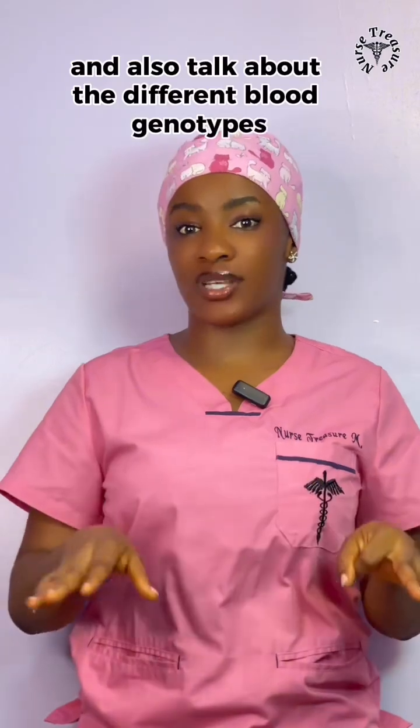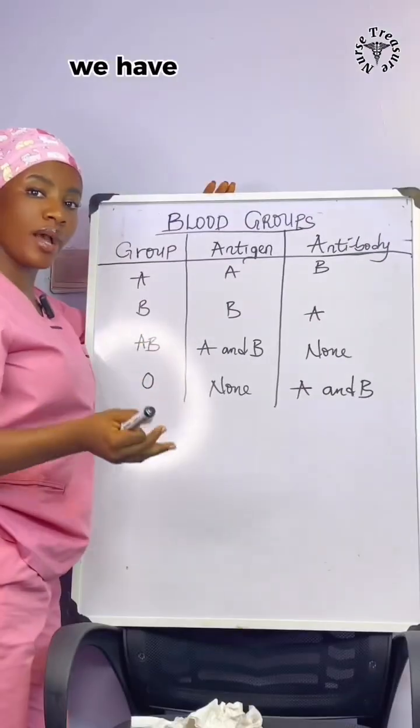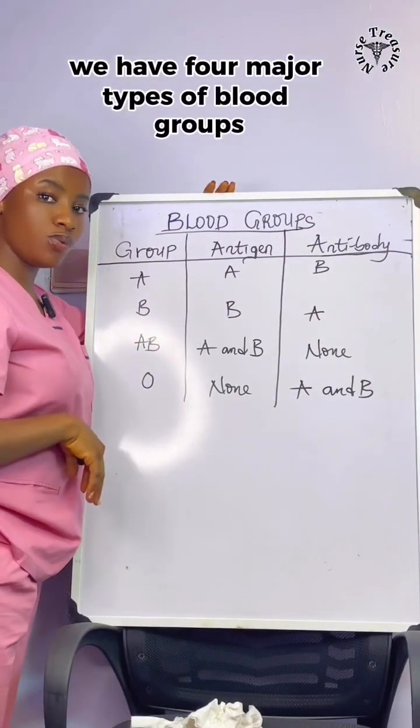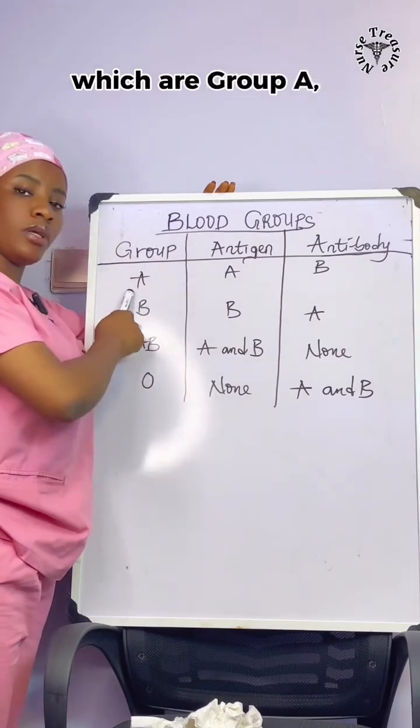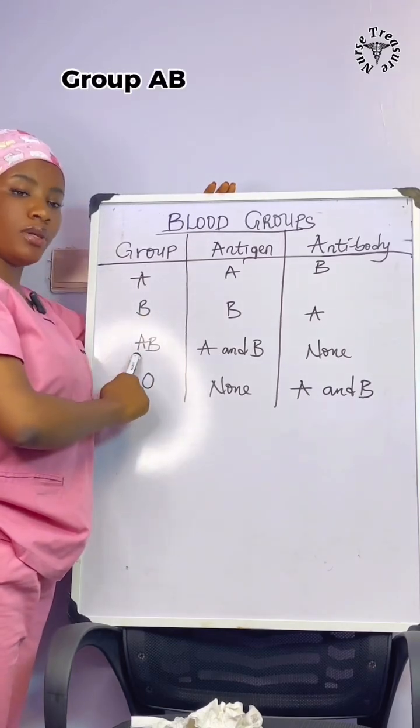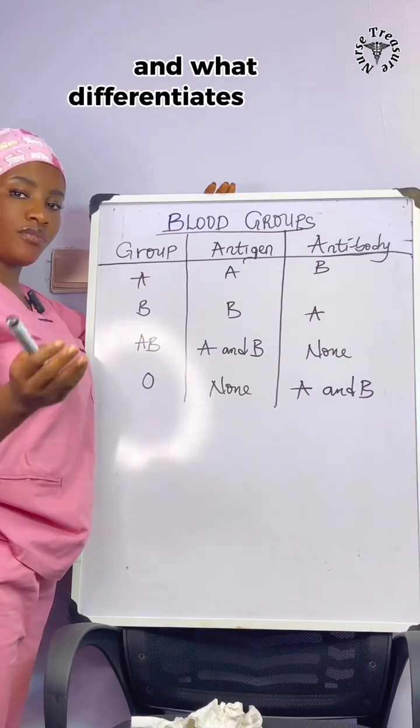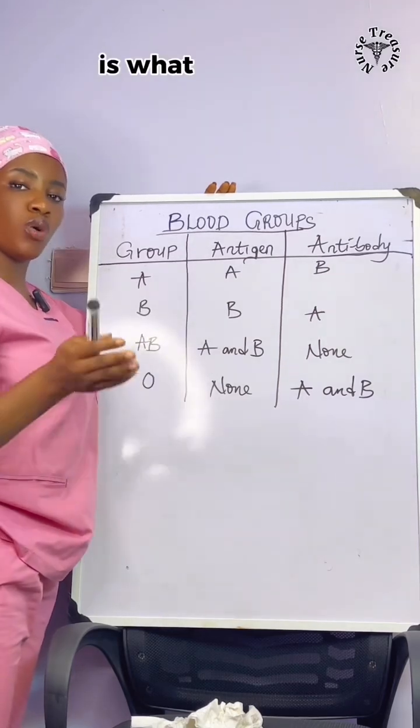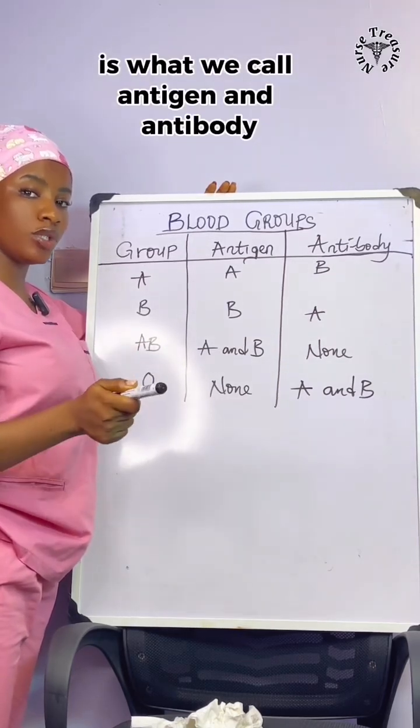In this video, I'll be teaching you the different blood groups, how they work, who can donate to who, and also talk about the different blood genotypes and their compatibility. We have 4 major types of blood groups, which are Group A, Group B, Group AB, and Group O. And what differentiates these blood groups is what we call antigen and antibody.